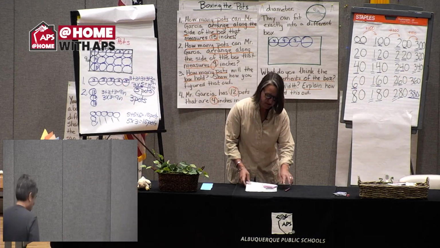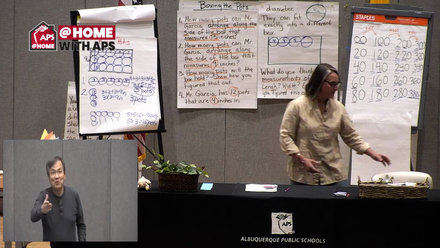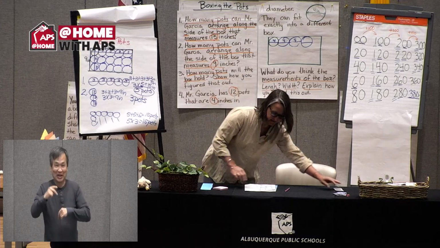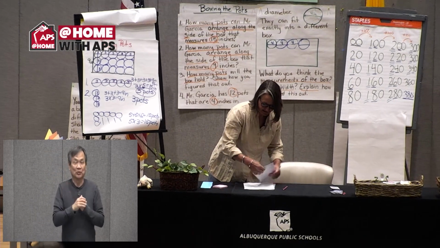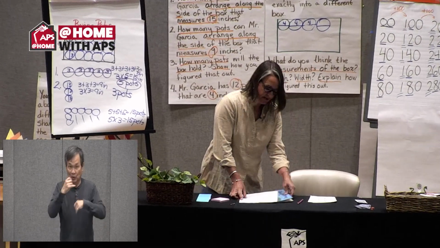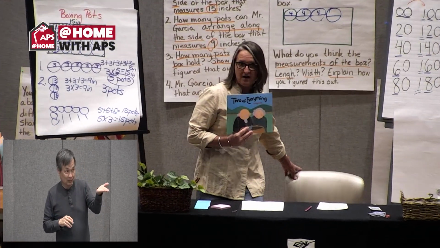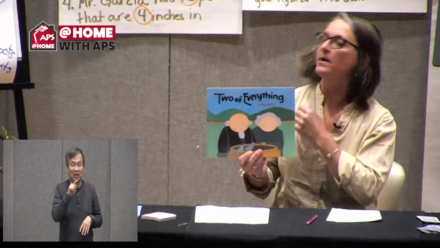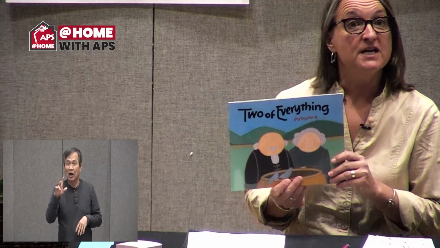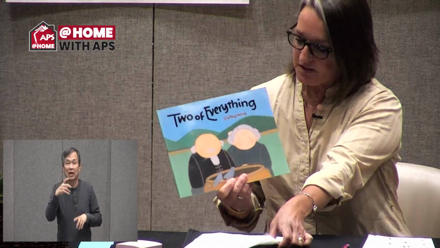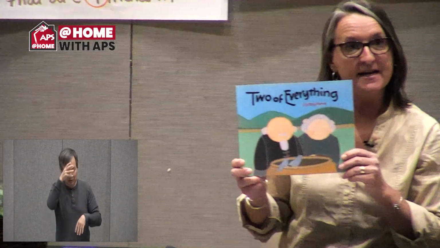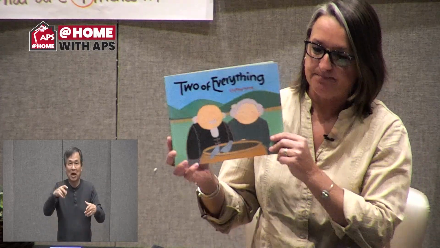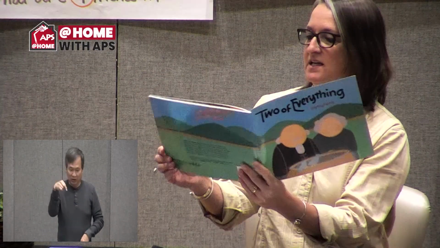Great. Good morning and good day, mathematicians. I'm so glad to be here to share another story with you today. So let's get started. Today's story is called Two of Everything, and it was written by Lily Toy Hong and published by the Albert Whitman Company from Chicago. This is a story about a husband and a wife who find a magical pot that doubles everything they put inside it. Let's go ahead and read.